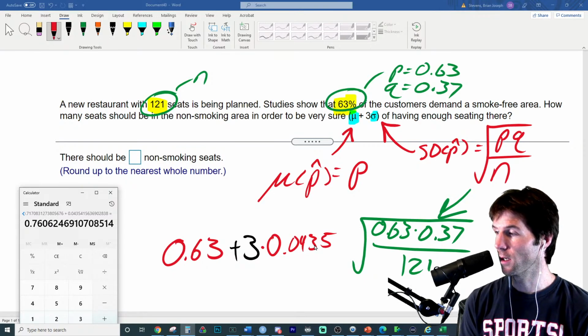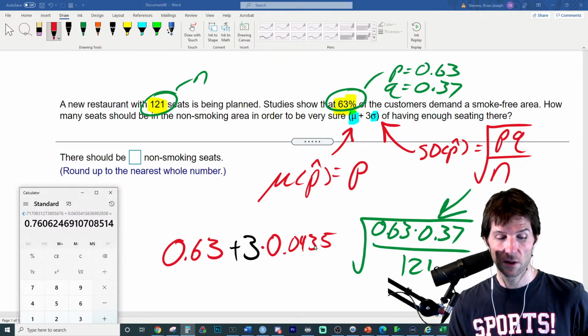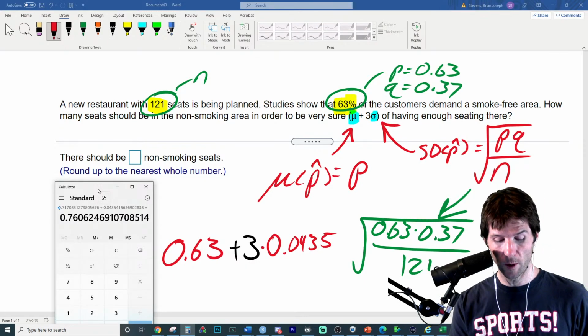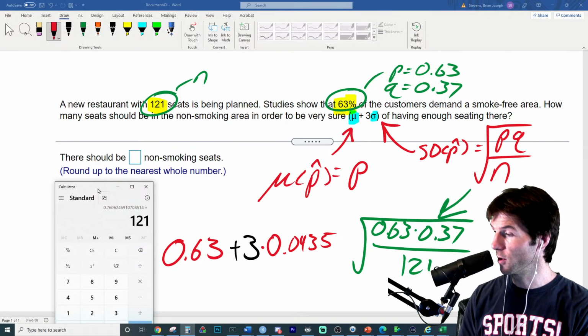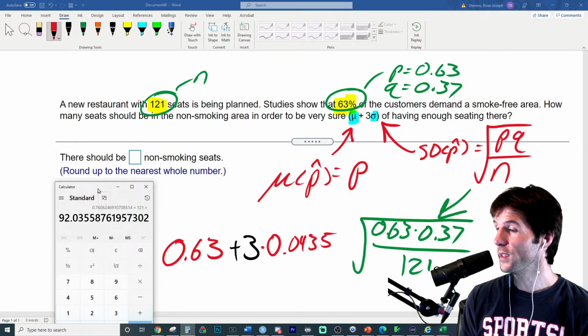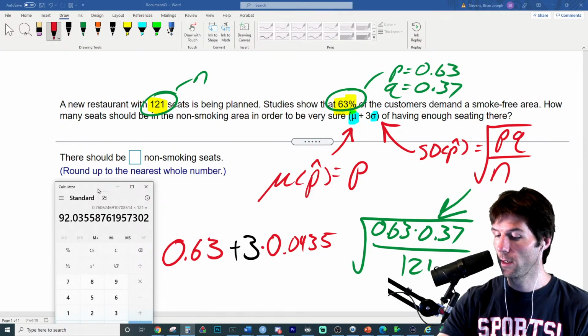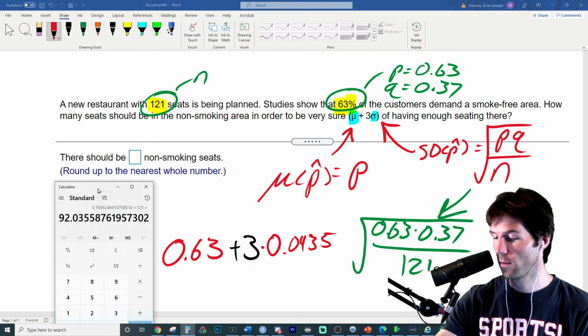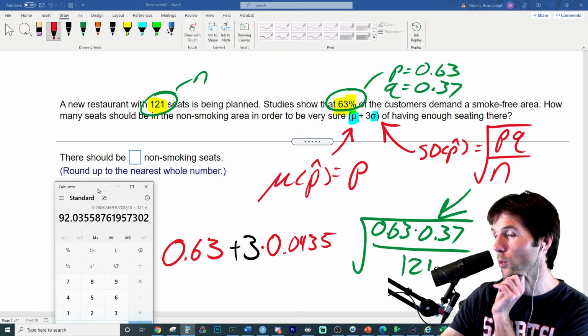76% of my seats I want to be non-smoking. I've got 121 seats. So if I have 121 seats and I want 76% to be non-smoking, I'll multiply the numbers. Great job, Kayla. Yep. Now this one's tricky. What is the answer to the question? What should Brian put as his answer to the question?